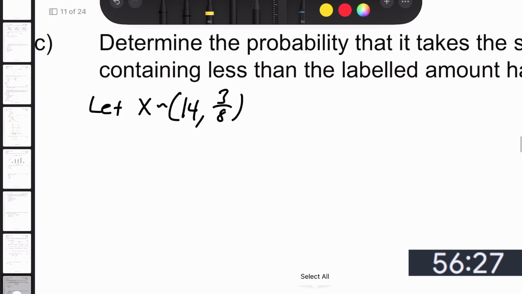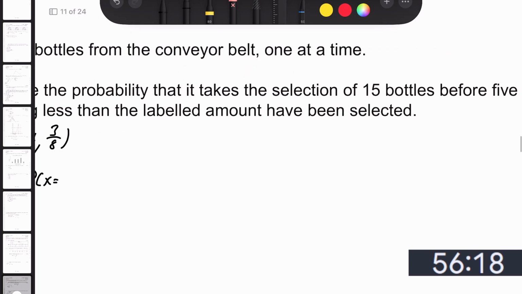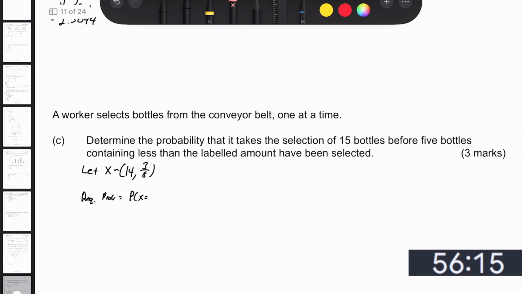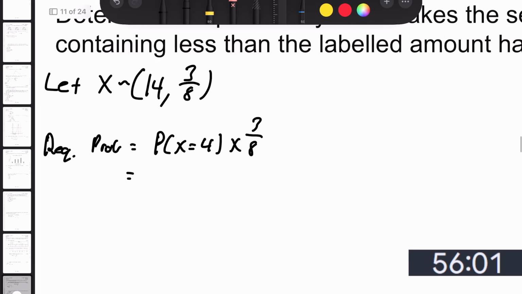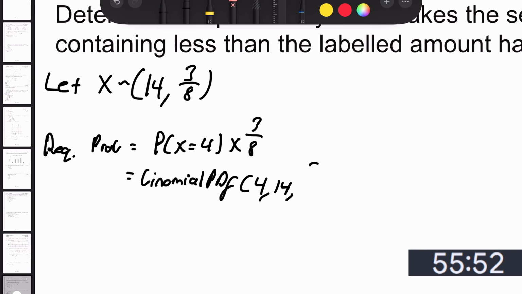I want the required probability. The probability that x is equal to 4 before 5 bottles, so I want to select 4 of them first. I'll select 4 times 3 on 8, and that 3 on 8 is just that 5th one being less than the labeled amount. So here I'm also going to write binomial PDF, the value I want, and then our parameters, times 3 on 8. Now I put that in my CAS.